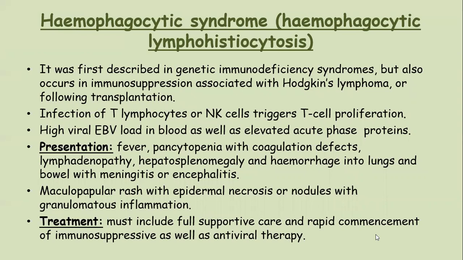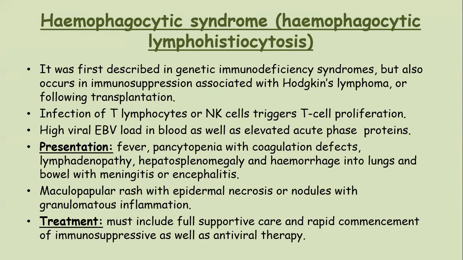Then there is a syndrome called hemophagocytic lymphohistiocytosis. It is a histiocytosis first described in genetic immunodeficiency syndromes, but it also occurs in immunosuppression associated with Hodgkin lymphoma or by transplantation. There is a high viral EBV load in blood as well as elevated acute phase proteins.